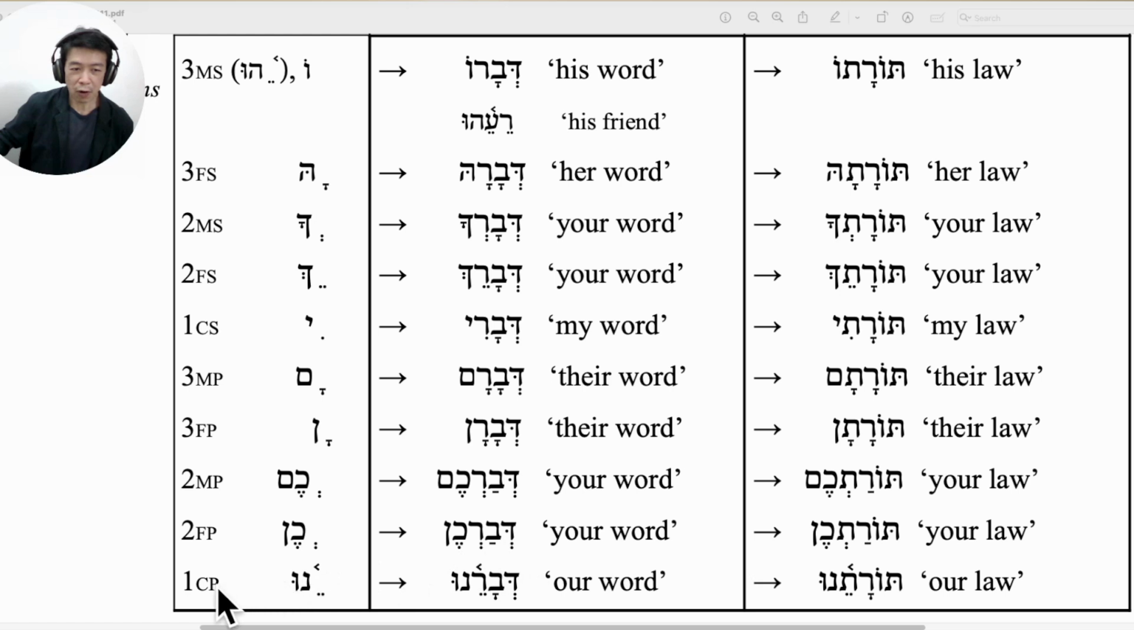And finally, for first person common plural, a nu is added to the end of the word. So our word becomes Devarenu, and our law becomes Toratenu.